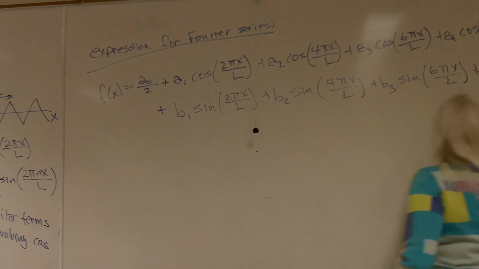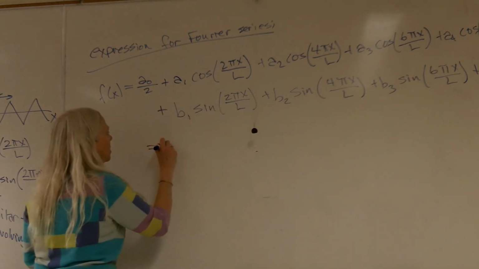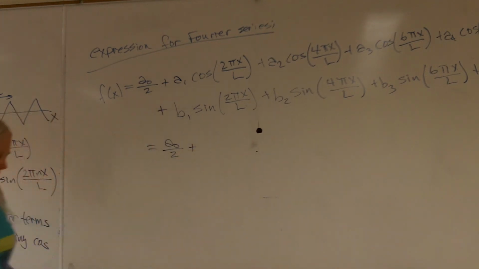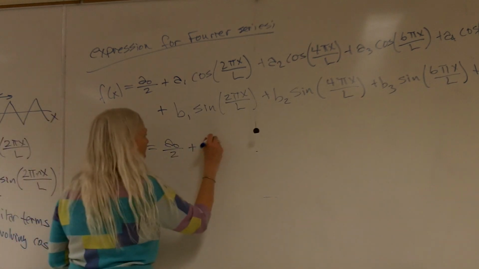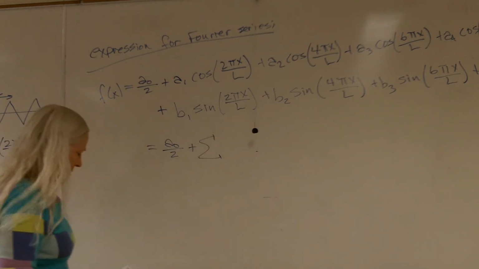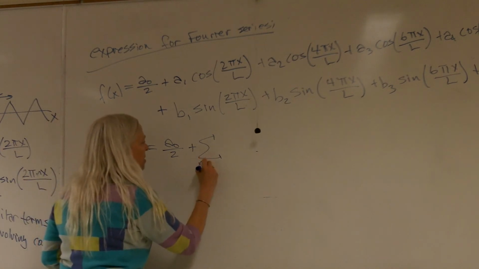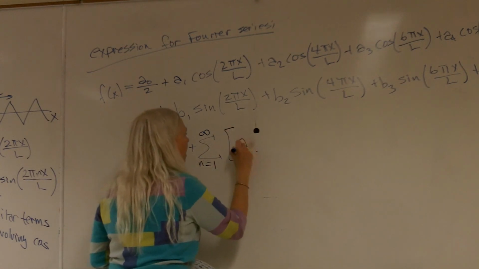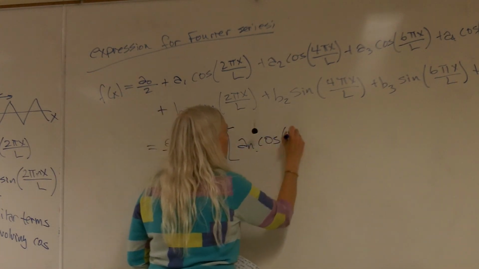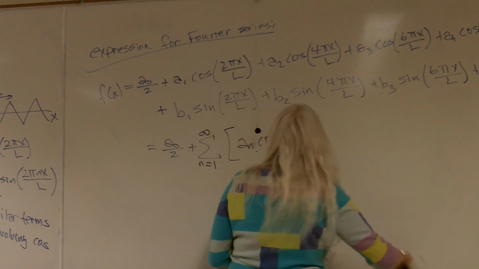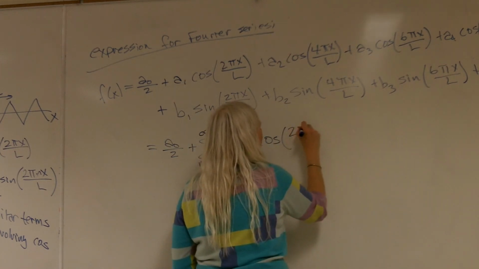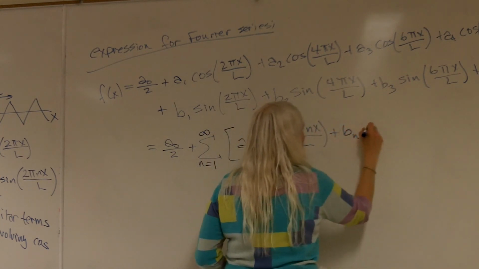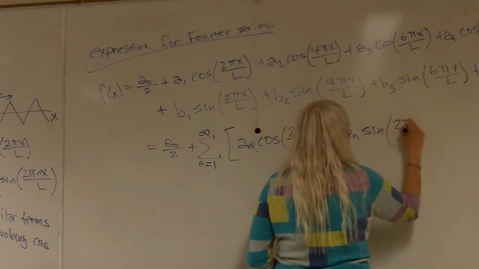Or in other words, if I write this in summation notation, we'll keep the constant term A naught over 2. Again, you'll see later why we write it that way. And then let's write a summation notation for the rest of these. I can write a sum from n equals 1 to infinity of the quantity a sub n times the cosine of 2 pi n x over L, plus b sub n times the sine of 2 pi n x over L.